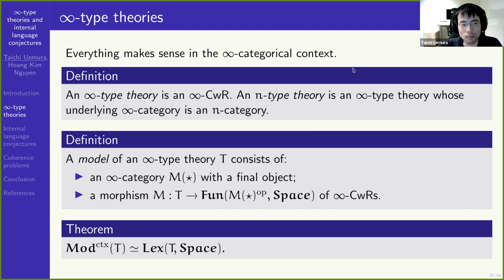So we can define a notion of infinity category with representable maps in a straightforward way. Then we define an infinity type theory to be an infinity CwR. And for convenience, we define an N-type theory to be an infinity type theory whose underlying infinity category is an N-category. In that sense, ordinary type theories are 1-type theories. And then we can also define a model of an infinity type theory, but in this case, instead of set-valued presheaves, we consider space-valued presheaves.